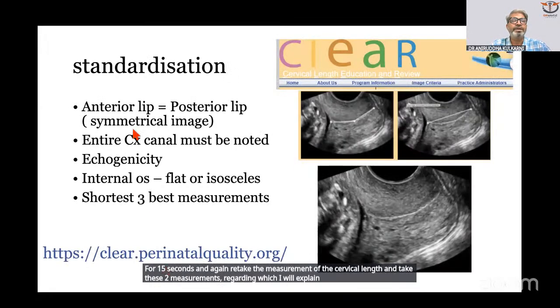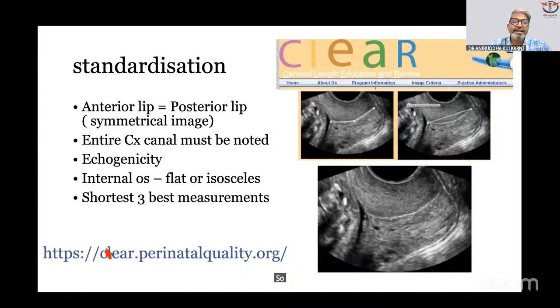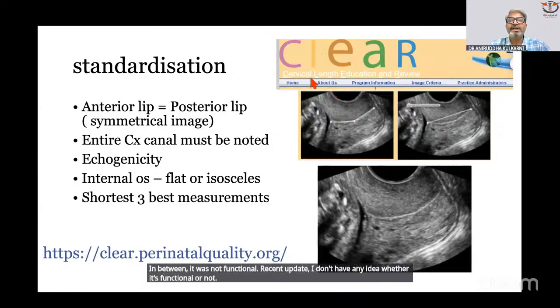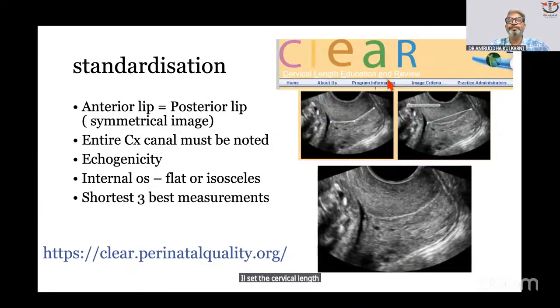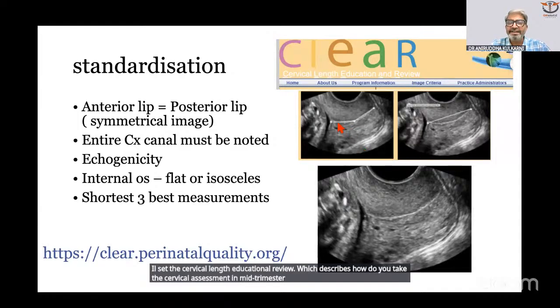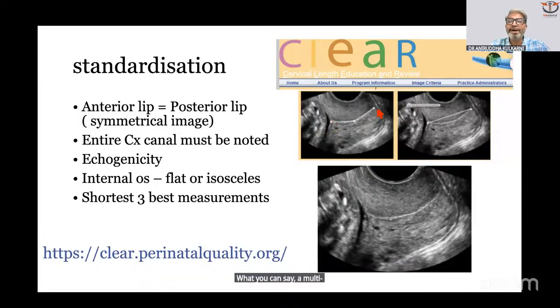There is a site called clear.perinatalquality.org. In between, it was not functional. With the recent update, I don't have any idea whether it's functional or not. It's a cervical length educational review, which describes how you take the cervical assessment in the mid trimester. You can measure the cervical length by end to end, a multi-step approach, rather than a trace method.